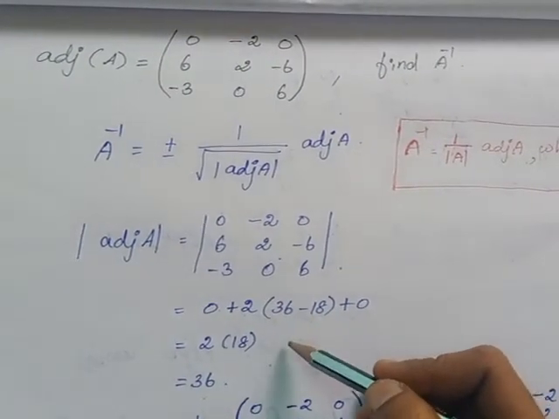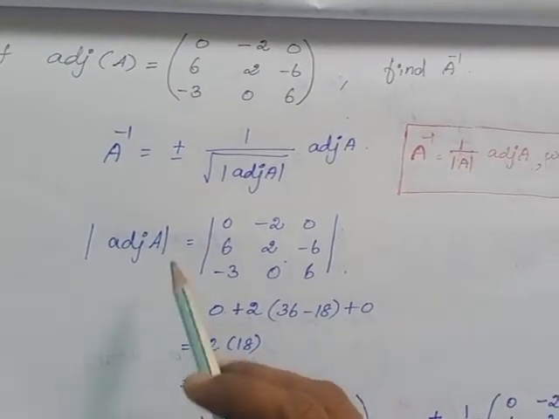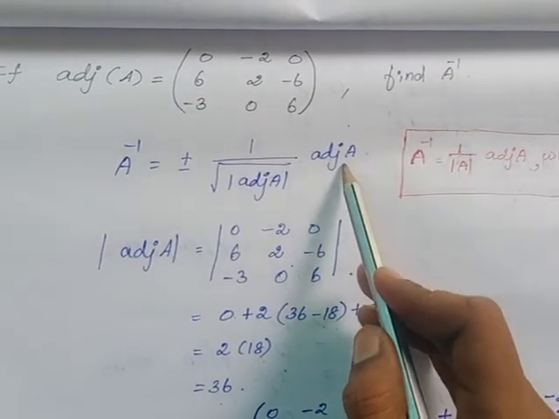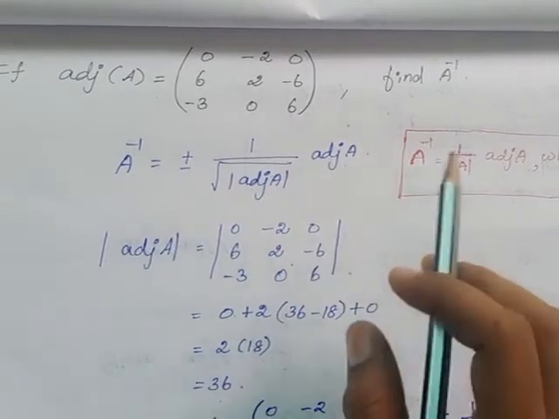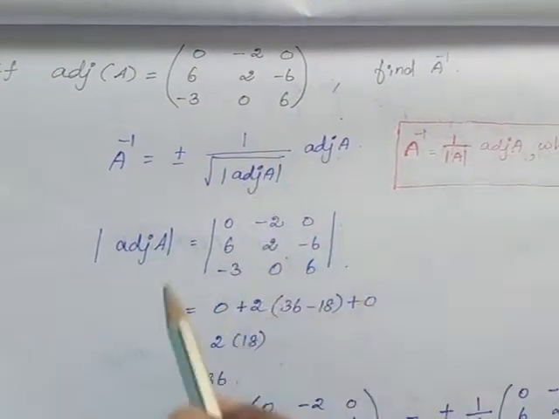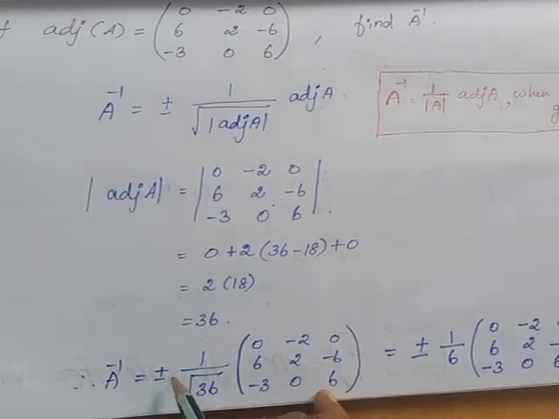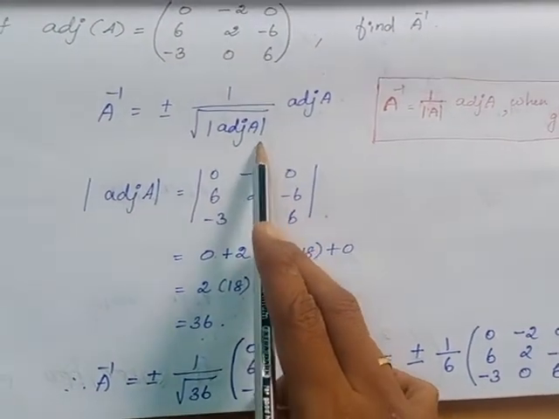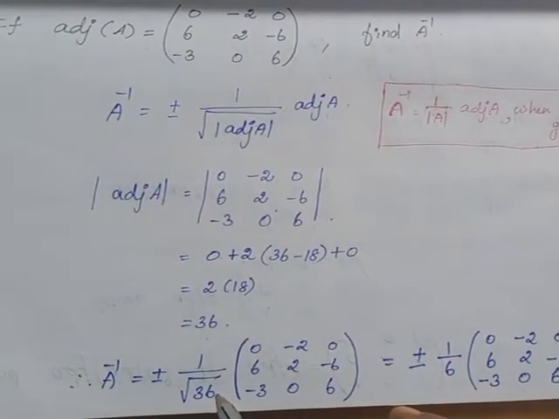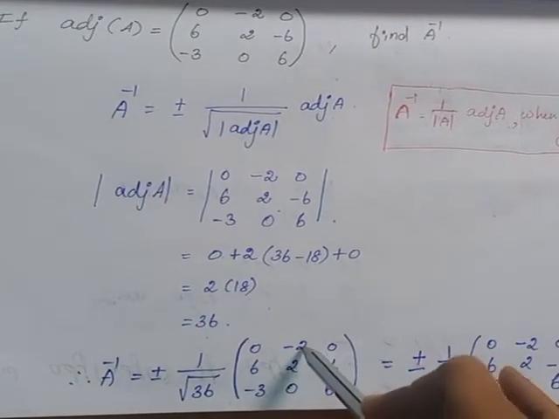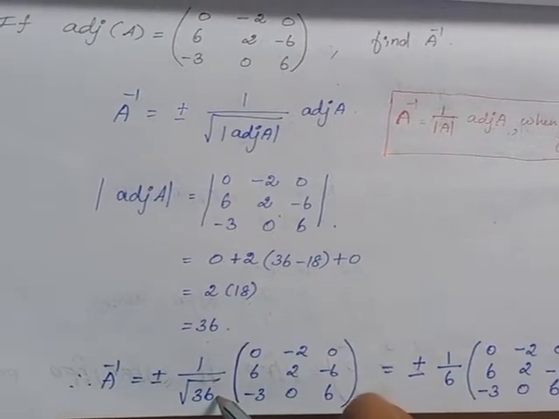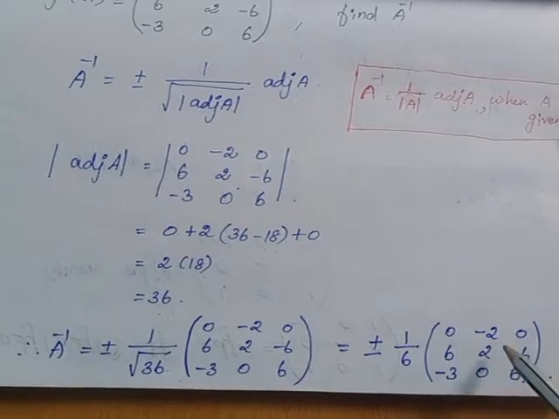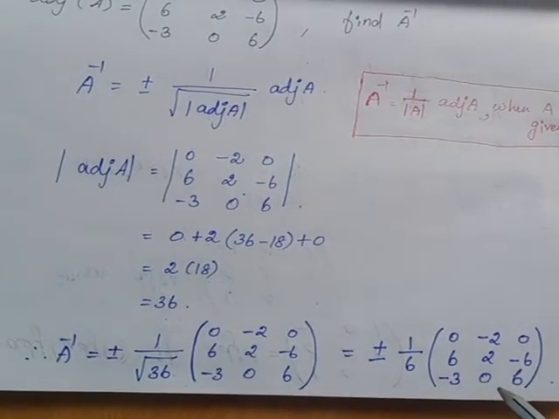Next we simplify this term. We get the answer 36. So the determinant of adjoint A is 36. And here the adjoint A matrix is given, so you just apply the values in the formula. A inverse is equal to plus or minus 1 divided by root of 36, because the determinant of adjoint A matrix is 36. Root of 36 is 6. So we get the answer: plus or minus 1 by 6 into [0, -2, 0; 6, 2, -6; -3, 0, 6].